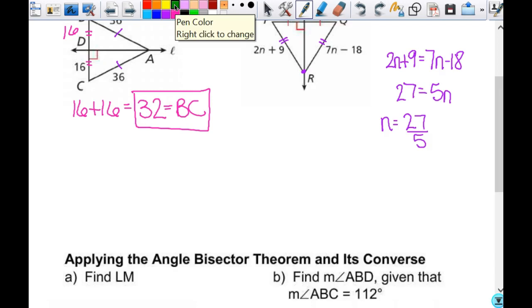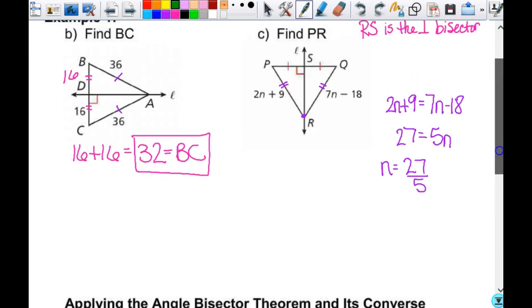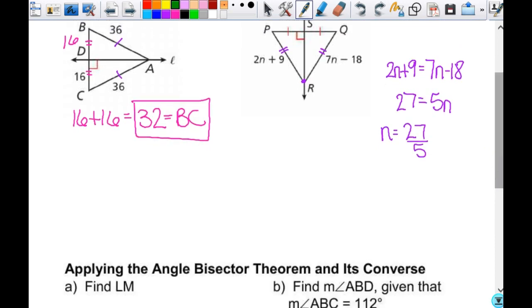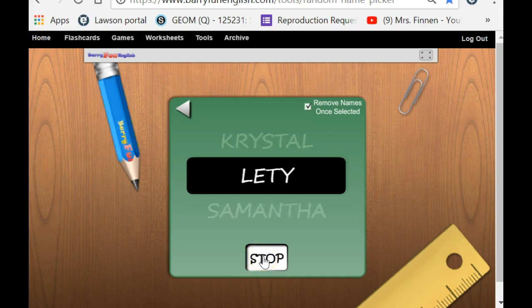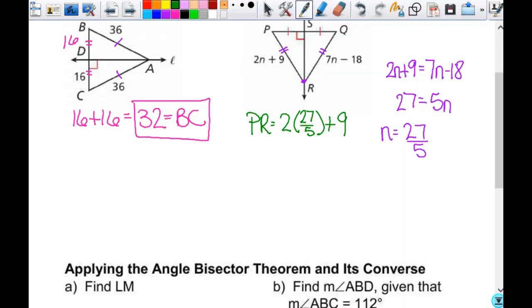Well, yes and no. I mean, you're looking for PR, so your work, are we looking for PR? Yeah, we're looking for PR, so your work really should reflect that. But they are congruent, so it really doesn't matter in the end. I probably wouldn't choose RQ here just because the numbers are bigger. But PR. All right, so Molly, what'd you get? Huh? Okay, so what did you get after this step?